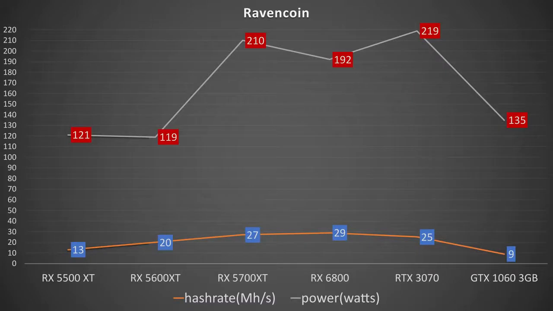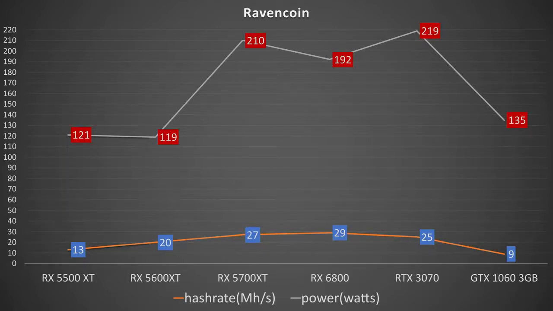So coming up here is going to be a chart that compares all of the GPUs together based on their hash rate versus their power consumption. Your goal here is going to be finding the GPU that basically has the two lines closest together. What that means is basically it has the highest hash rate with the lowest amount of power consumption.